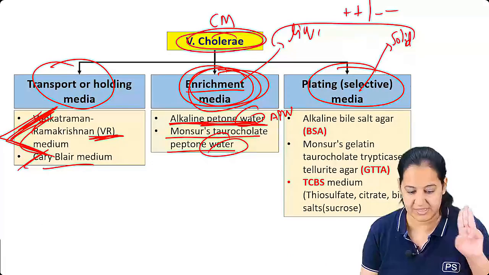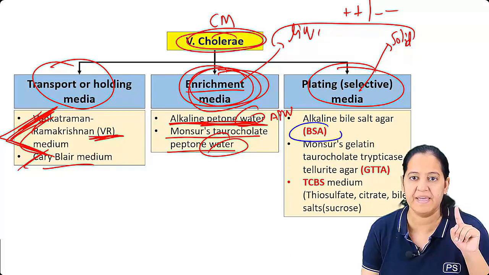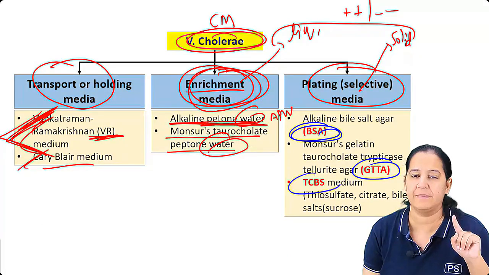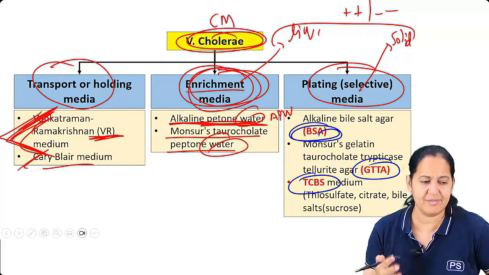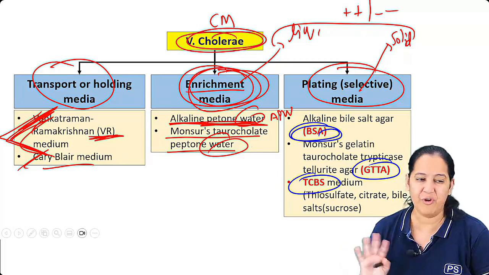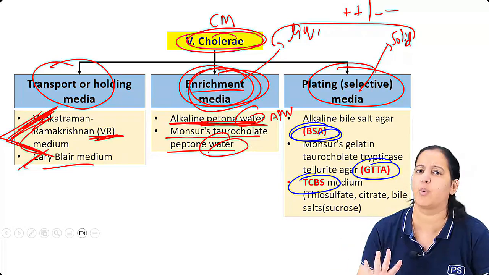And selective media, you have to learn 3. What are the 3 selective media? BSA, Gatta, and TCBS. If you learn BSA, Gatta, TCBS, it's good. But see the full form. Don't learn it. Full form learn nahi karna hai. Just ek baar dekh lo. Just have a look. Don't try to mark it up.